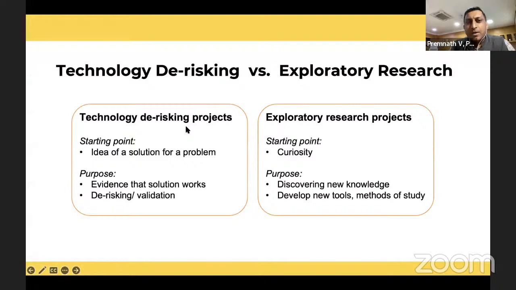A few things about technology de-risking itself first. I'm of course simplifying it here, but the kind of projects that you're dealing with when you're doing technology de-risking are different in nature from what you do typically in exploratory research. Many of us in academic organizations or in projects which are more academic in nature tend to do exploratory research. Here we're talking about very focused technology de-risking projects.